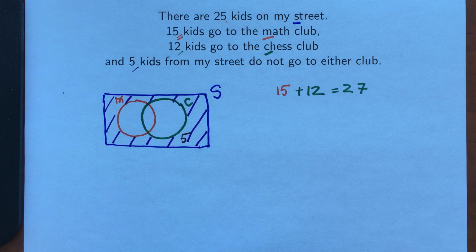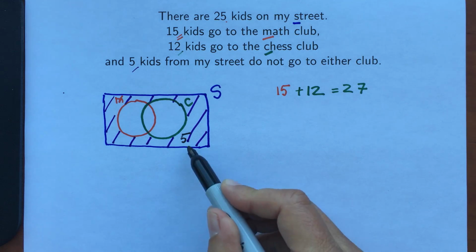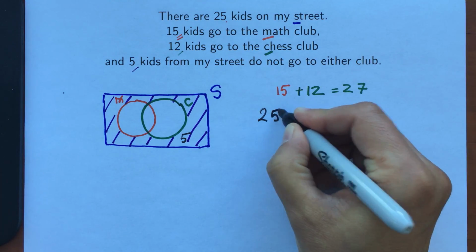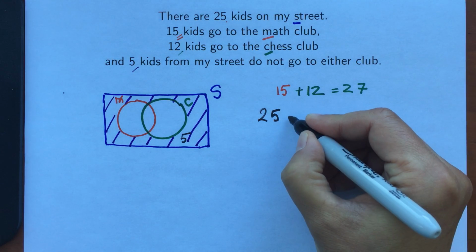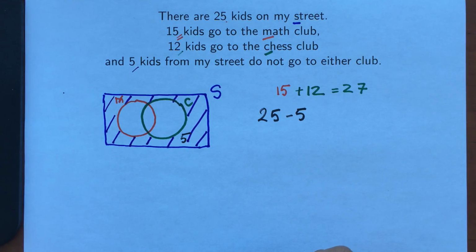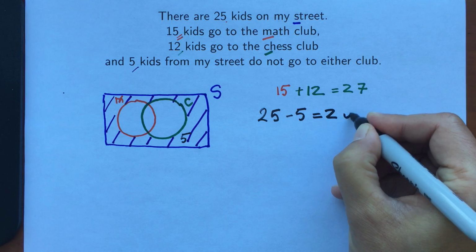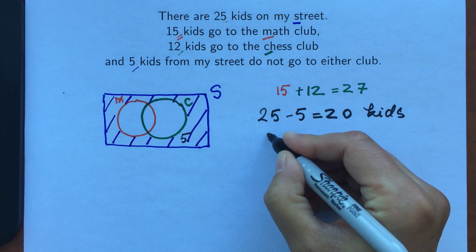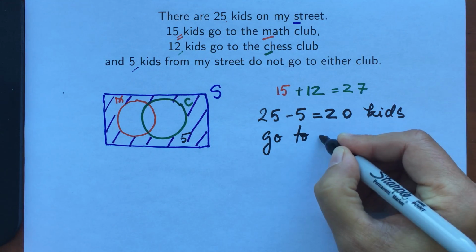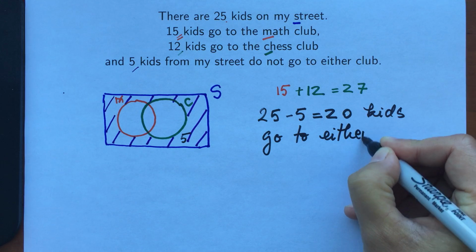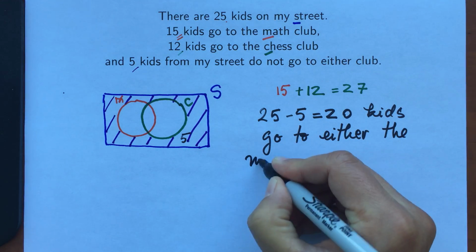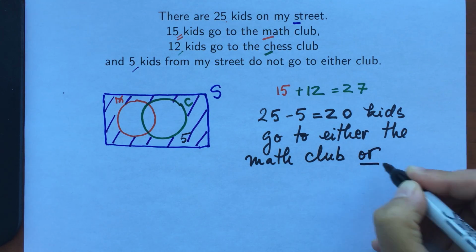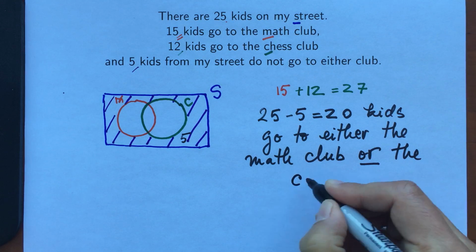Now, well, what can we do? We have the 5 kids that do not go to either club. We have the 25 kids that are on the street. So the 5 that do not go to either club give us 20. And these 20 kids go to either the math club or the chess club.